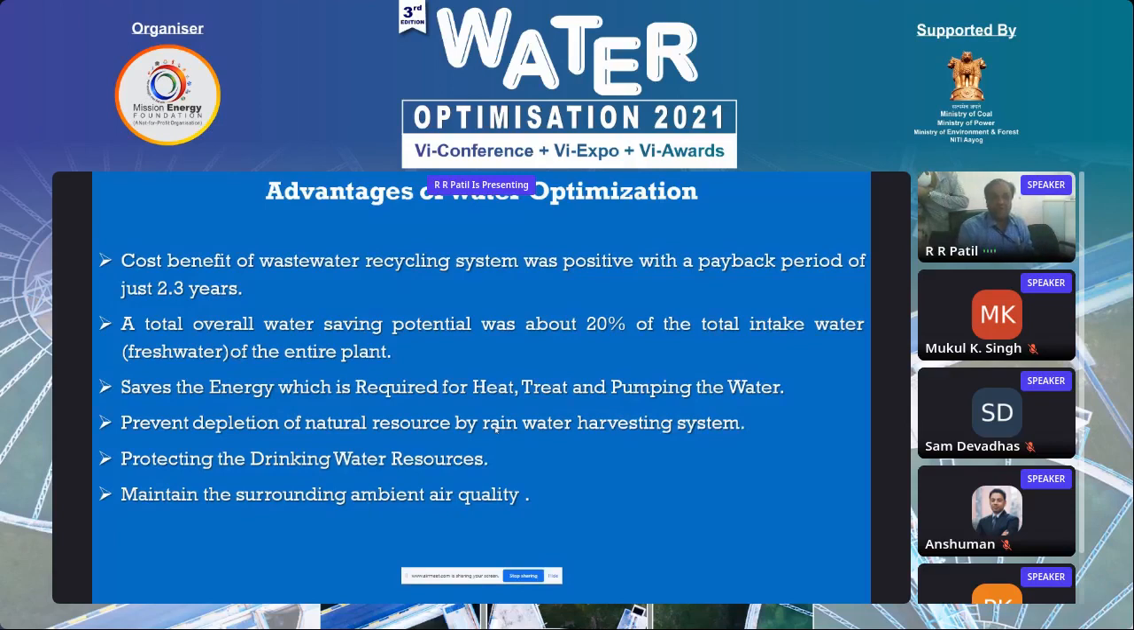The total water saving potential is about 20% of the total intake of fresh raw water. It saves the energy which is required for heat treatment and pumping the water. It prevents the depletion of natural resources by the rainwater harvesting system, protects the drinking water resource, and maintains the surrounding ambient water and air quality also.